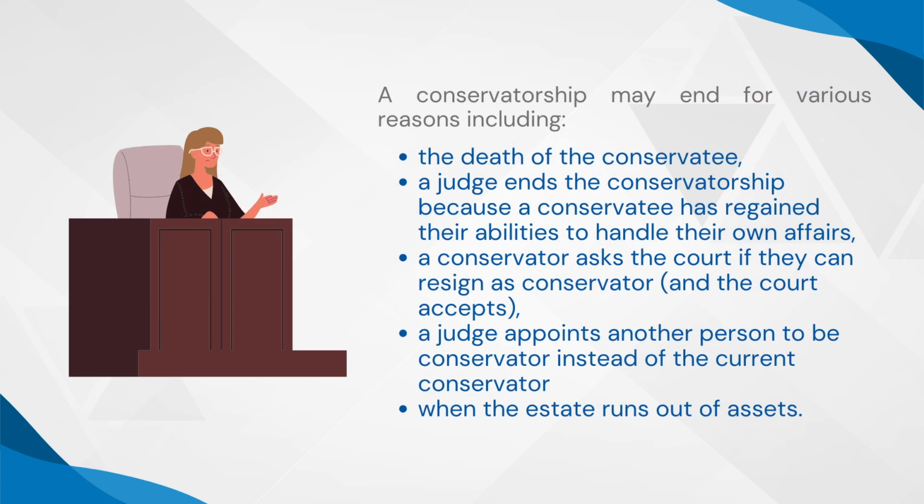Let's now talk about the circumstances regarding the end of a conservatorship. A conservatorship may end for various reasons, including the death of the conservatee, when a judge ends the conservatorship because the conservatee has regained their abilities to handle their own affairs, when a conservator asks the court if they can resign as conservator and the court accepts, when a judge appoints another person to be a conservator instead of the current conservator, or when the estate runs out of assets.